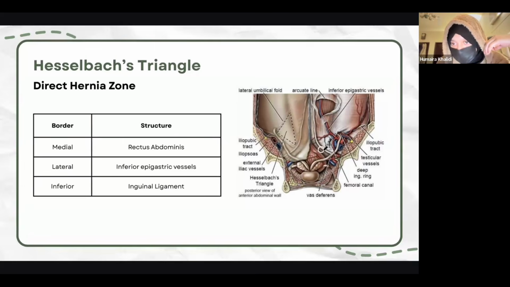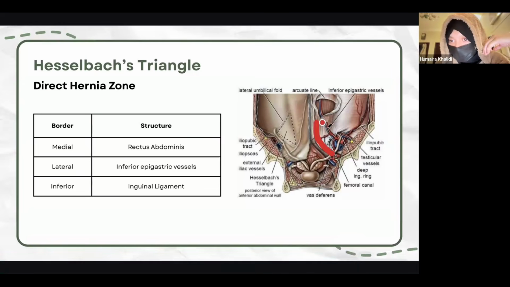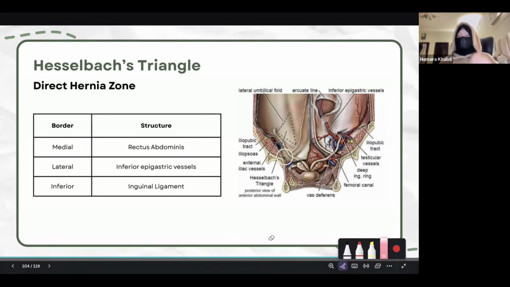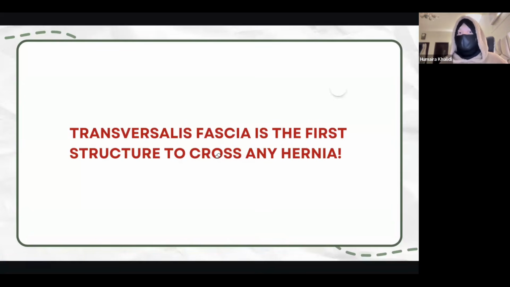So medial is the rectus abdominis, lateral and inferior. Oh, I can draw it right now. Medial, lateral, inferior. That's how it works. Okay? Again, the inguinal ligament is nothing but the external oblique, guys. I really need to remember that. This is the slide I was telling you guys. Transversalis fascia is the first structure to cross any hernia: femoral hernia, inguinal hernia, any hernia. It's going to be transversalis fascia.